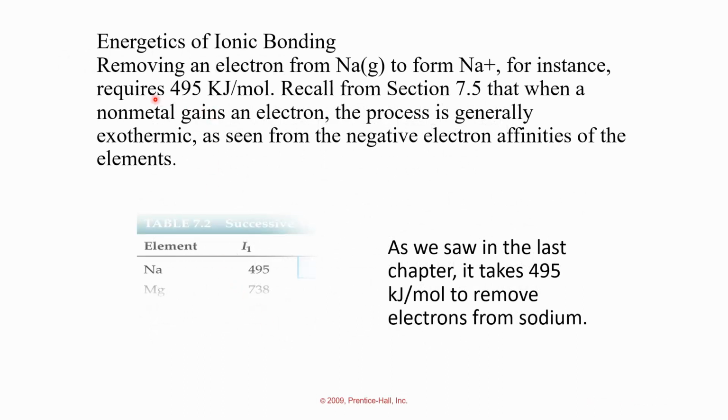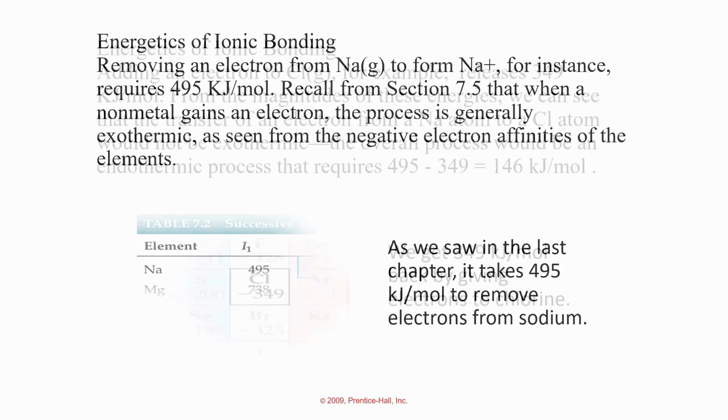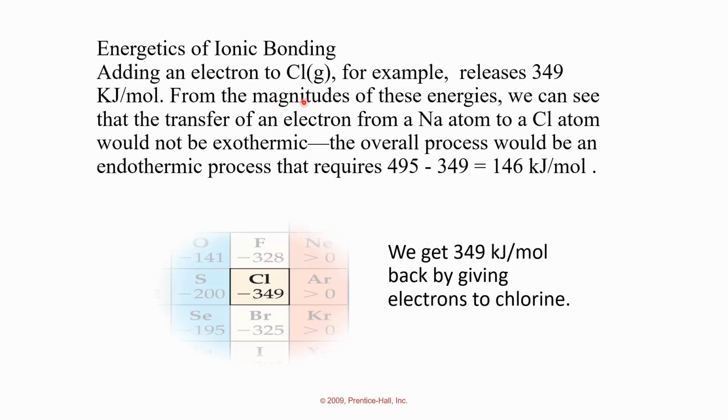Energetics of ionic bonding. Removing an electron from a sodium atom to form a sodium ion, for instance, requires the input of 495 kilojoules per mole. When a nonmetal gains an electron, the process is generally exothermic, as seen from the negative electron affinities of the elements. So, as we saw in the last chapter, it takes 495 kilojoules per mole to remove electrons from sodium. This is the amount. And adding an electron to Cl, for example, releases 349 kilojoules per mole.